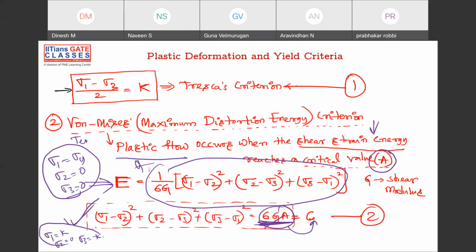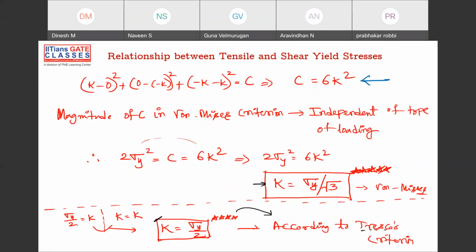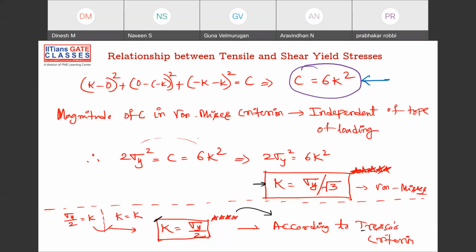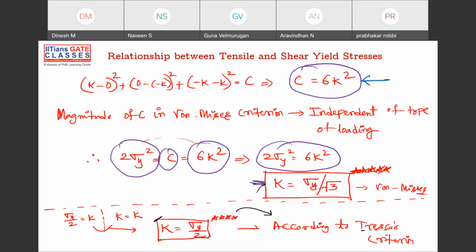So this is tension, this is shear. We are substituting. When we substitute this, we get 2 sigma y square is equal to C. Now we are substituting this. After substituting this, what will you get? You'll get C is equal to 6 k square. And here we got 2 sigma y square is equal to C. So both C's are the same. Hence we write 2 sigma y square is equal to C is equal to 6k square, and then we get to this equation, and hence k is equal to sigma y by root 3.